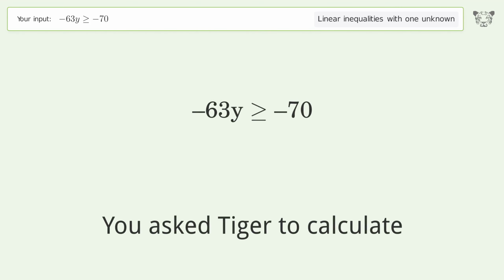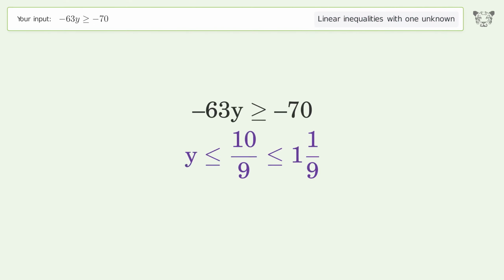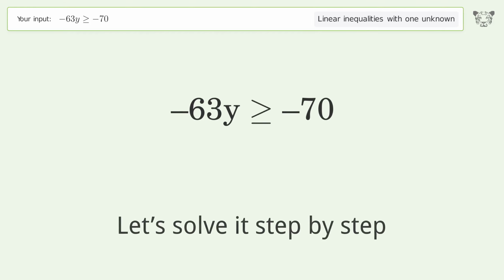You ask Tiger to calculate. This deals with linear inequalities with one unknown. The final result is y equal or smaller than 10 over 9 equal or smaller than 11 over 9. Let's solve it step by step.